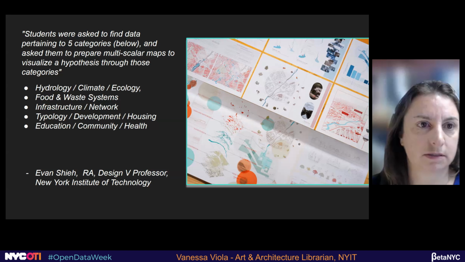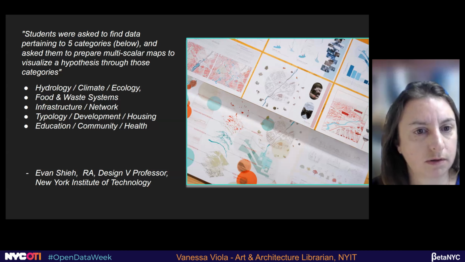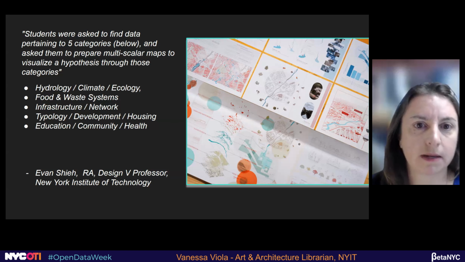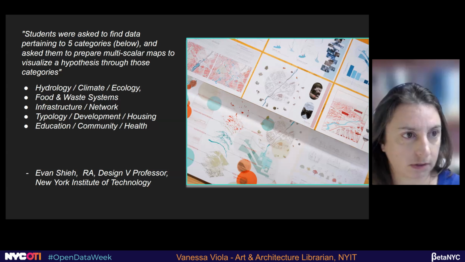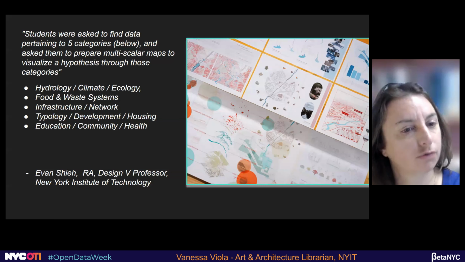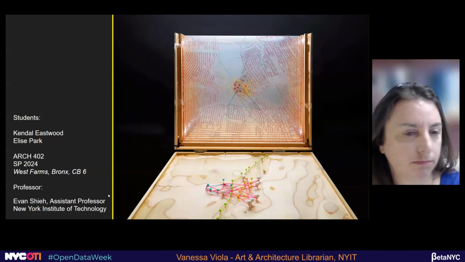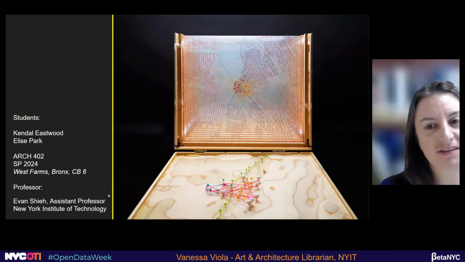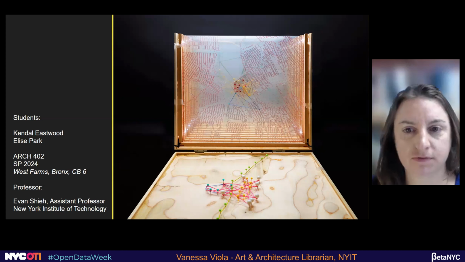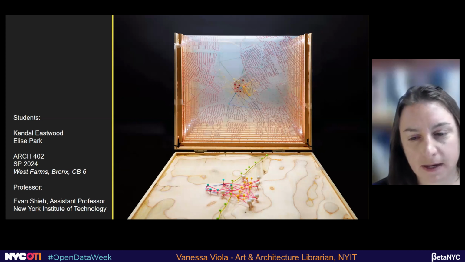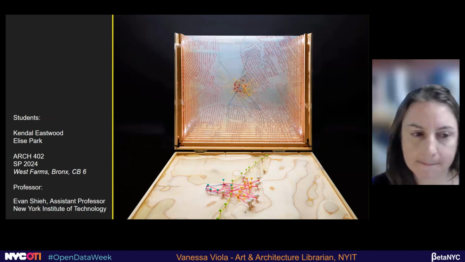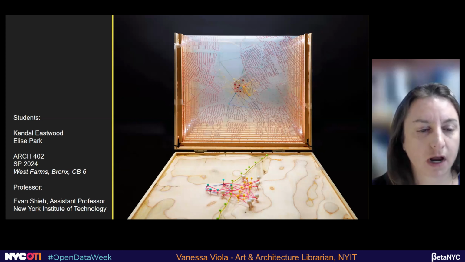And so the prompt was students were asked to find data pertaining to the 5 categories, and then produce multi-scalar maps. So translation being at the neighborhood level, at the borough level, and the city level. And then what is your hypothesis? In maybe a week's time. So here's an example of some of the students' output. They then produce these beautiful light boxes where they're visualizing the layers of data in a very tactile way. They're visualizing significant points within their neighborhood and really describing West Farms in a new way.